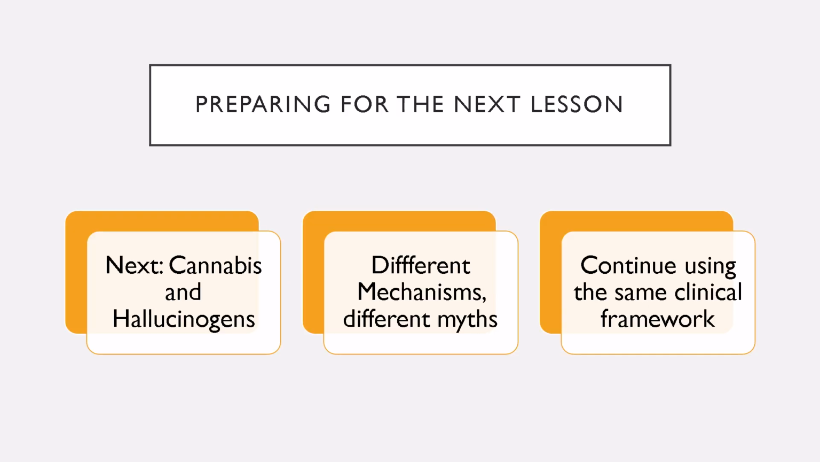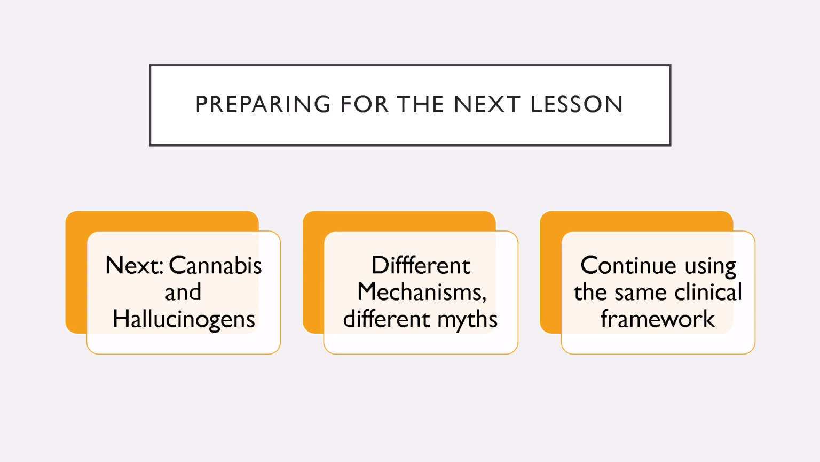So in the next lesson, we're going to shift into cannabis and hallucinogens. And these substances often come with a different public image than alcohol or opioids or stimulants. They're probably minimized and misunderstood, or they're wrapped up in cultural myths about safety or spirituality or harmlessness. And that makes the counseling work different, but no less important.